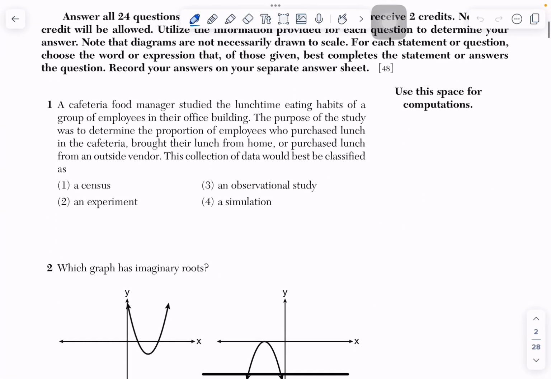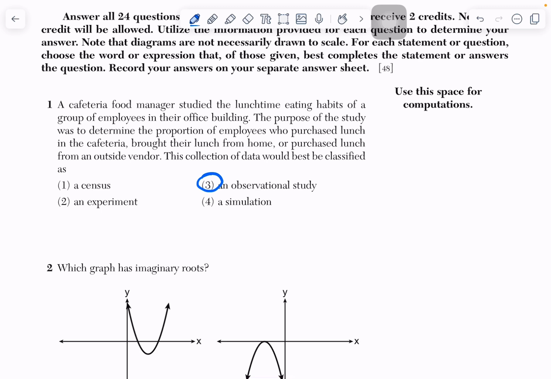The first question was: a food manager studied the lunchtime eating habits of a group of employees in their office building. The purpose of the study was to determine the proportion of employees who purchased lunch in the cafeteria, brought their lunch from home, or purchased lunch from an outside vendor. This collection of data would best be classified as an observational study. They observed the people who had lunch in the room, and they checked it out.